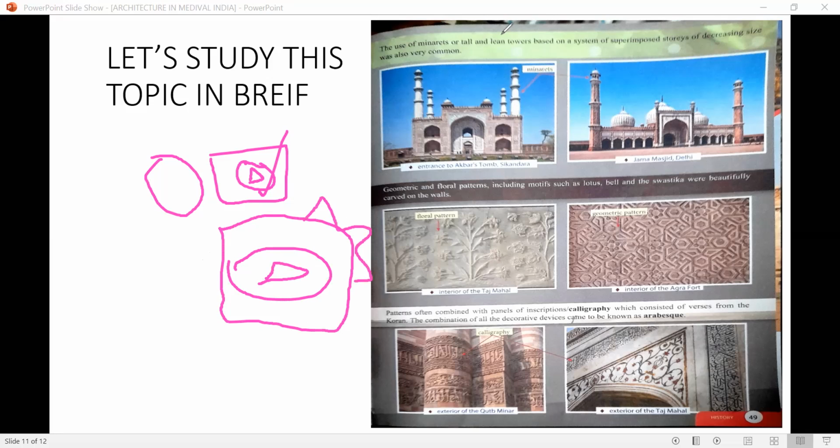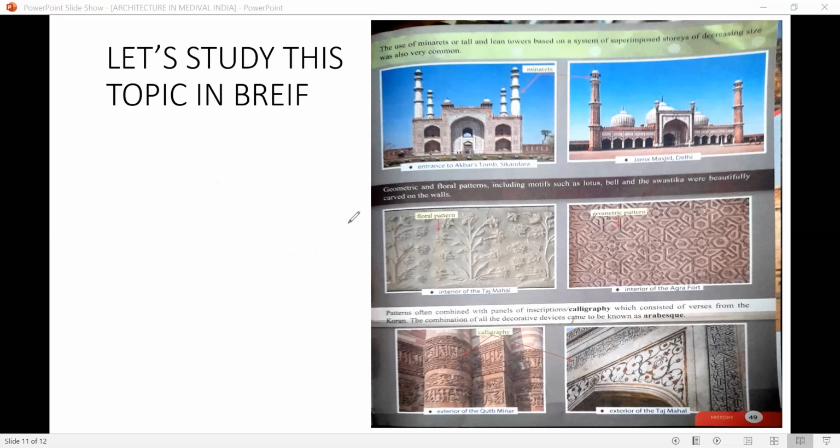I'm not actually practicing the drawing part now. Let's focus on the studies only. So this type of pattern is actually known as the geometric pattern. Hope this type of pattern is clear to you all.